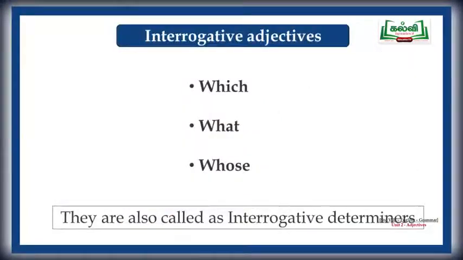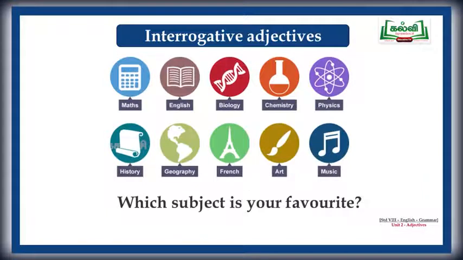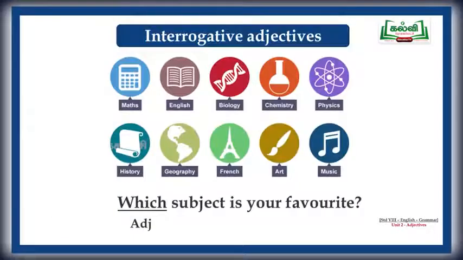Interrogative adjectives are also called interrogative determiners. See this image. Many subject icons are given here, such as maths, English, biology, chemistry, physics. And my question is, which subject is your favorite? Here subject is a noun. I am asking about which subject. So, which is an interrogative adjective here.